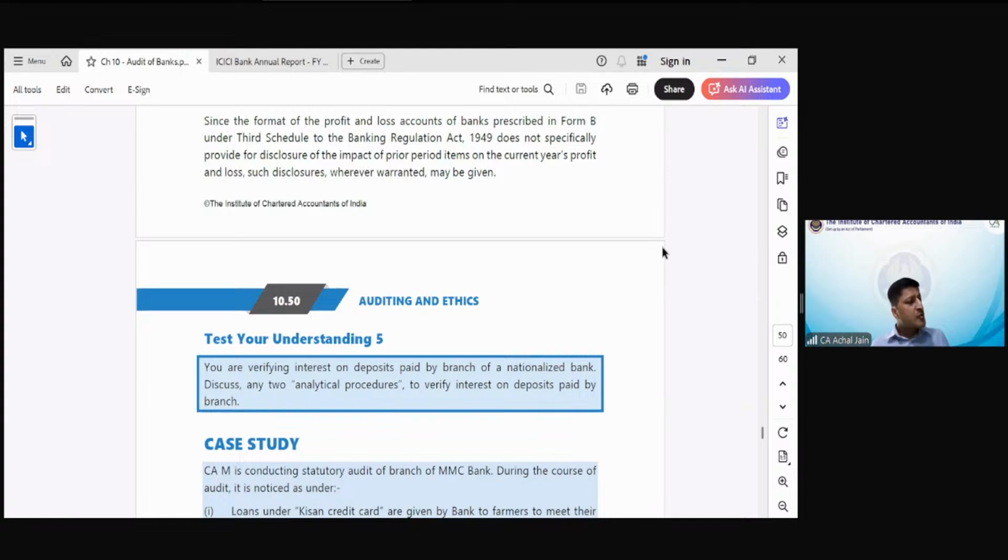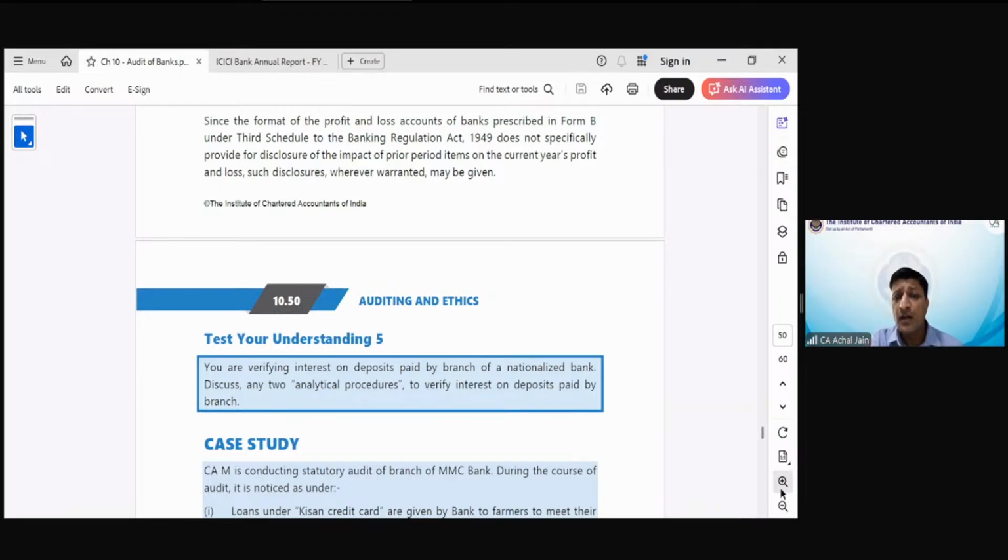Now, let's look at this question quickly and try to understand how you will perform certain audit procedures in respect of this area. You are verifying interest on deposits paid by the branch of a nationalized bank. That means we are talking about the interest expense here. I think this is something we have just discussed, so I'll request everyone to participate. Discuss any two analytical procedures to verify the interest on deposits paid by the branch. Over to you quickly. I think this is quite simple, but at the same time, quite important.